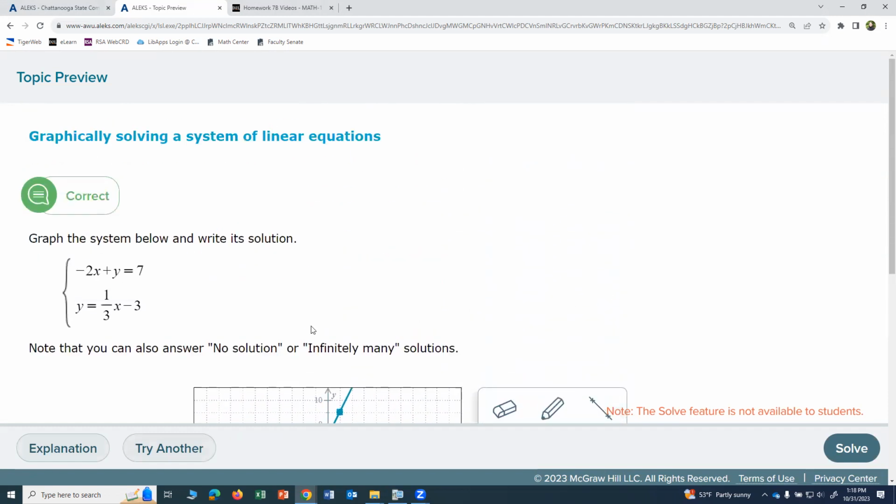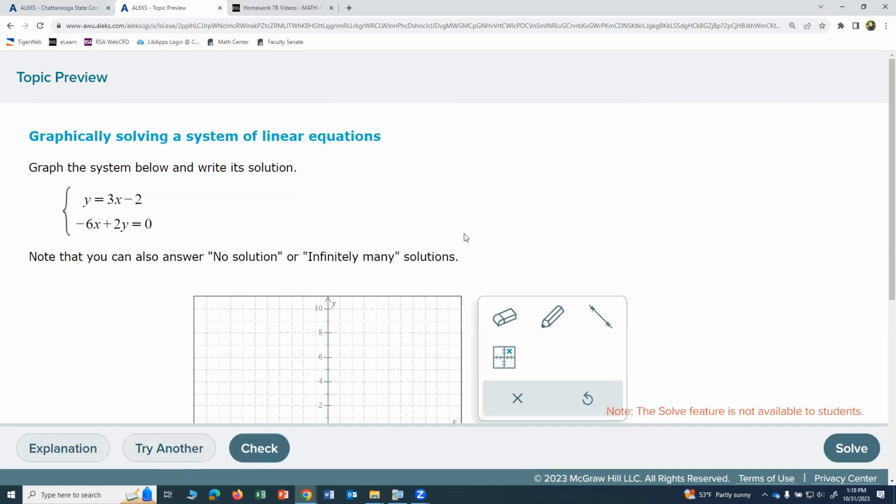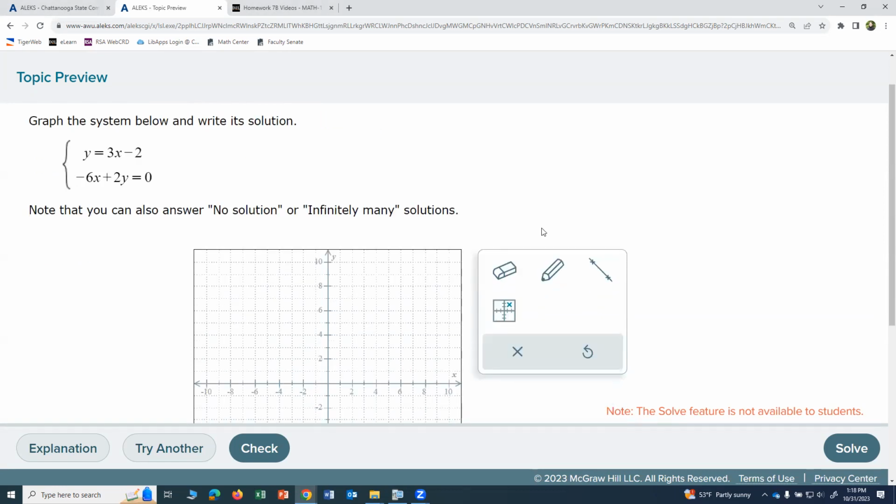Okay, so let's try another one and do the same thing. So here I have y equals 3x minus 2 and negative 6x plus 2y equals 0. So I want to graph both of them. The first one is going to be fairly easy. It's already in slope-intercept form. It has a y-intercept of negative 2 and a slope of 3. So I go up 3 over 1. So there's my first line.